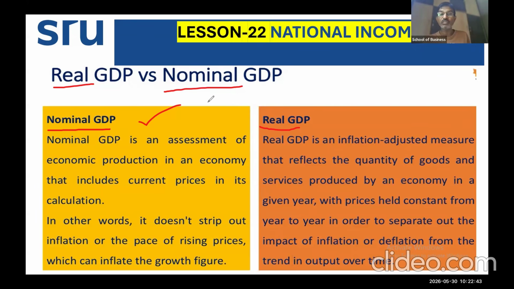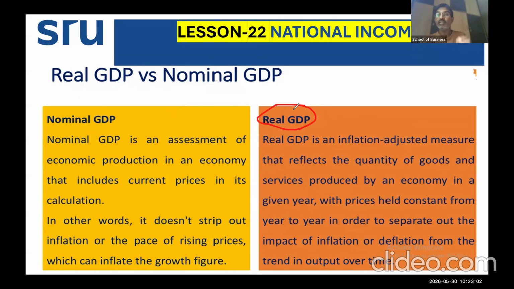So nominal GDP is always considering the current prices. So this is what you need to keep in mind. It is based on the current prices, isn't it? And it is not bothered about inflation, like rising prices, and other things; they will not be considered. Now coming to the other side, the real GDP.